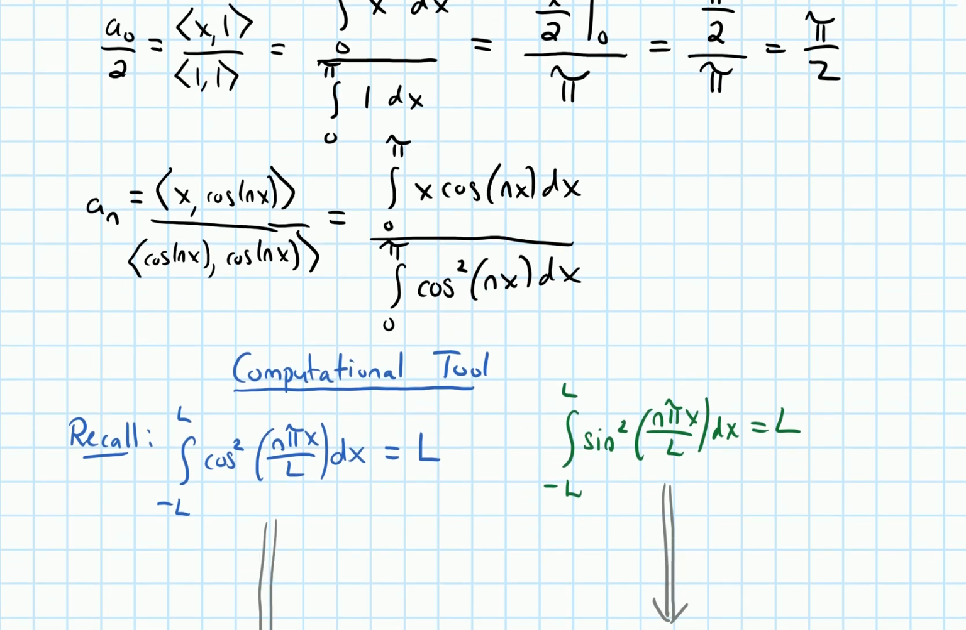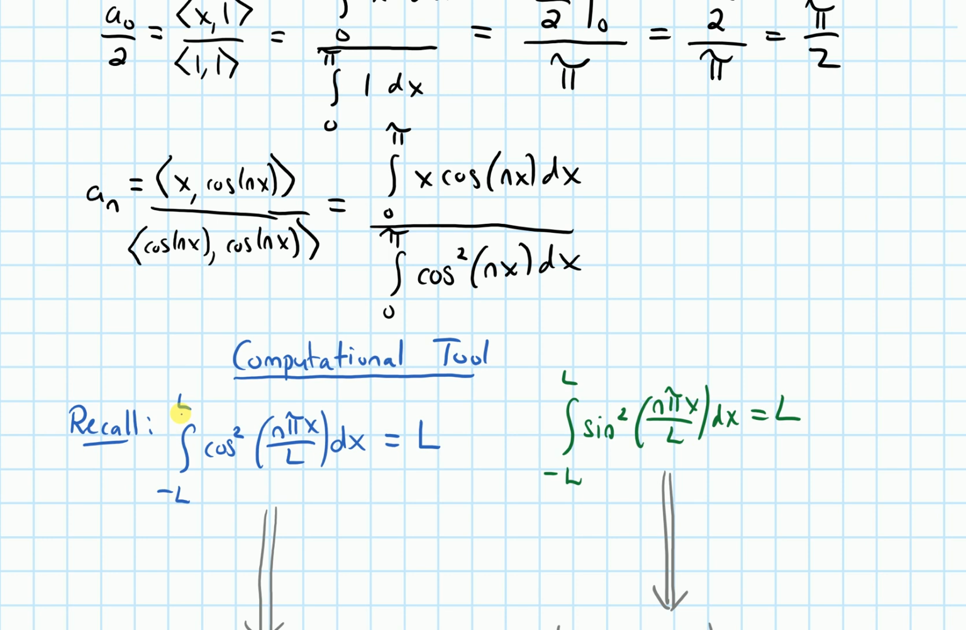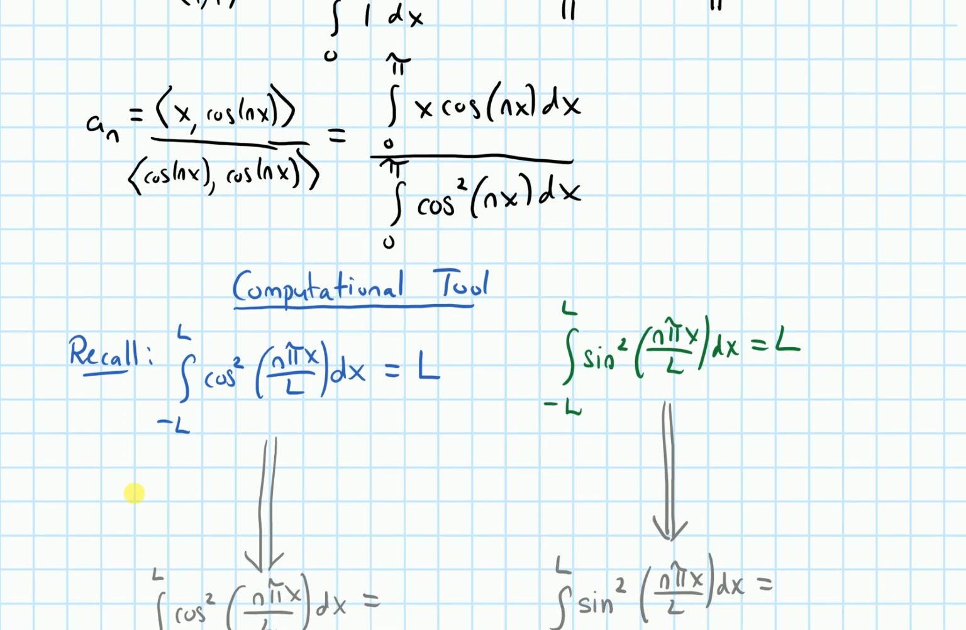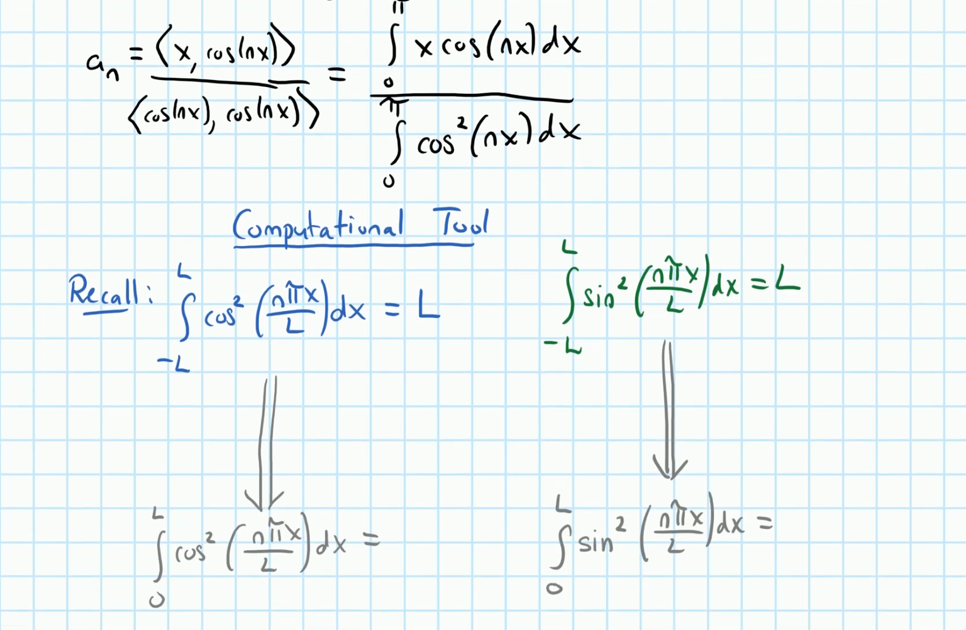When we had the integral from negative L to L of either the cosine squared term or the sine squared term that shows up in a Fourier series, both of those were equal to L. We saw that before in section 10.3. What I want to do now is use that to quickly figure out what the integral of these would be if instead I go from 0 to L.